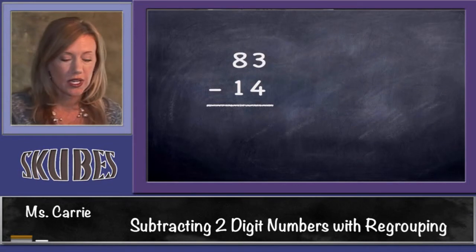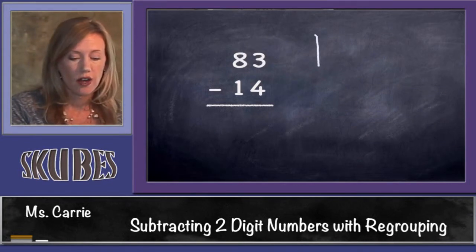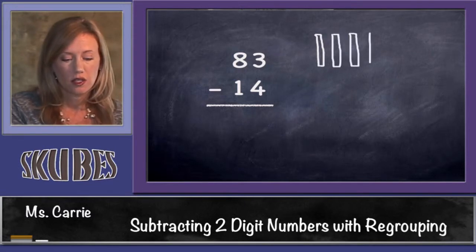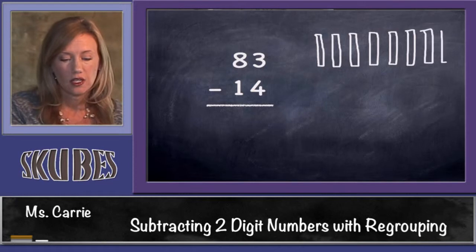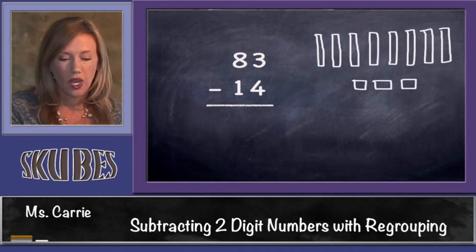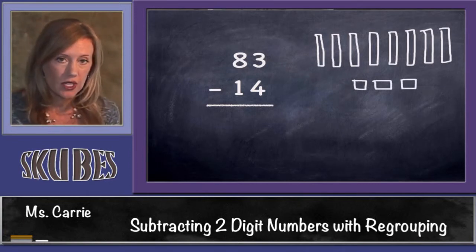83 minus 14. So let's draw it out first. 10, 20, 30, 40, 50, 60, 70, 80, 81, 82, 83. We have to take away 14.